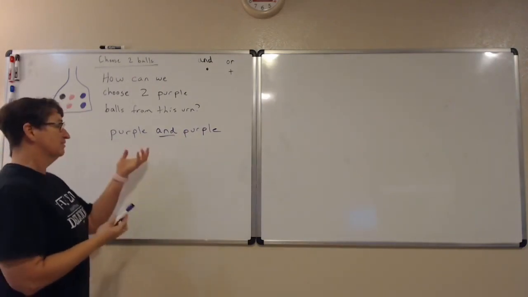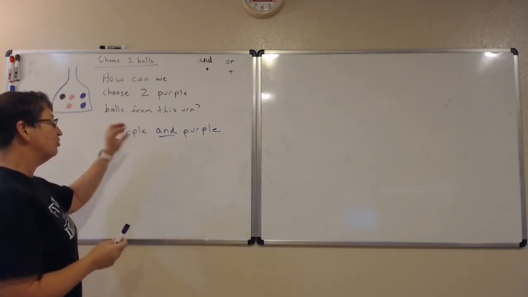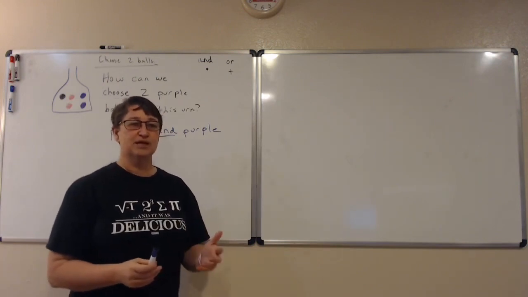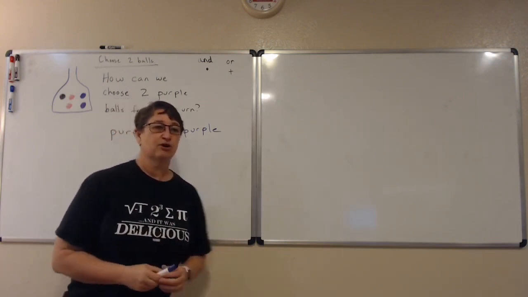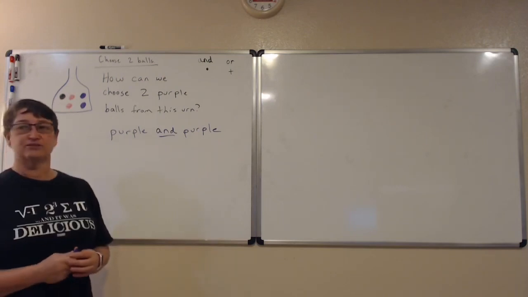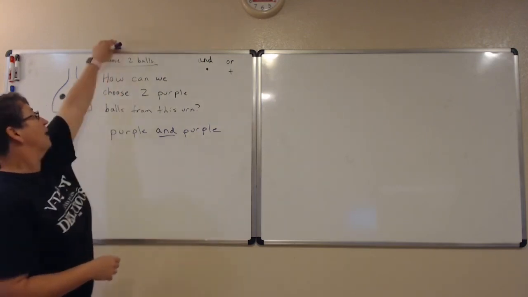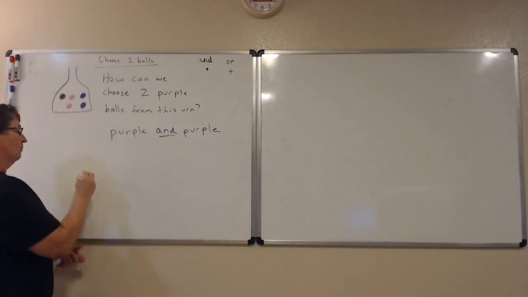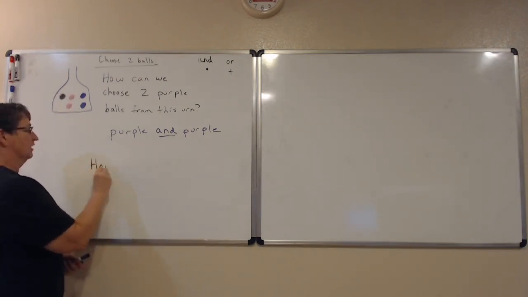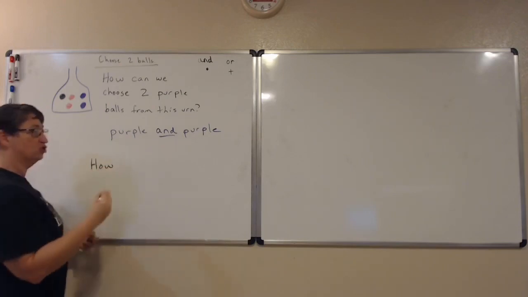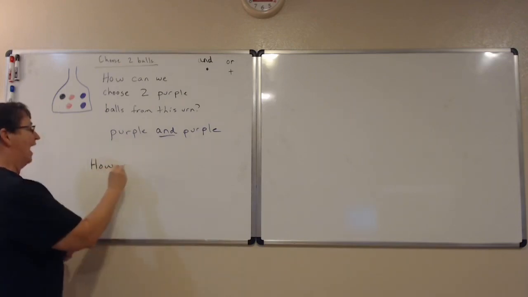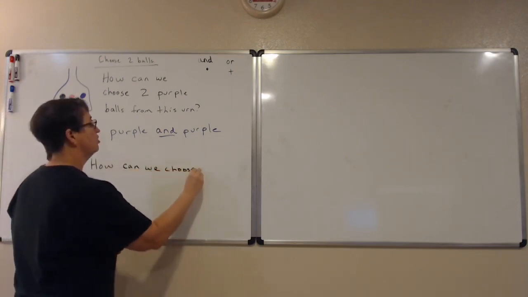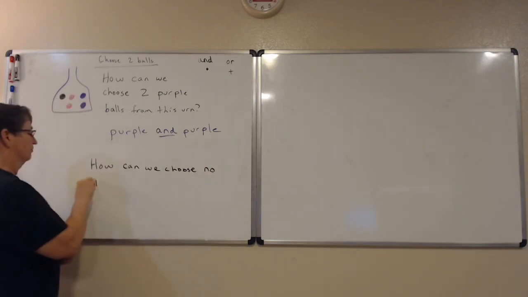Now that seems really silly, right? But being able to put it into words like this is going to help us when we're trying to figure out the probability of it later. So there's our first one. Now I'm going to take that same type of situation, and this time I want to know how, again, I'm just asking this question of how. I want you just to describe it for now. How can we choose no purples?